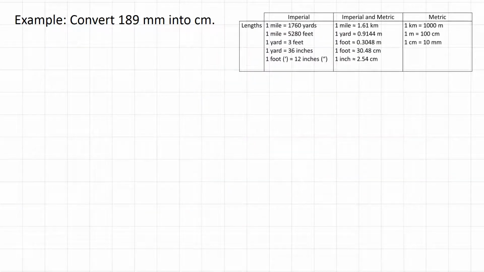We're going to convert 189 millimeters into centimeters. So this number that we're given is the same thing as what we have. So we're going to multiply what we have by a fraction that has what we want over what we have, and that's going to get us the units that we want. So let's start to fill that in.